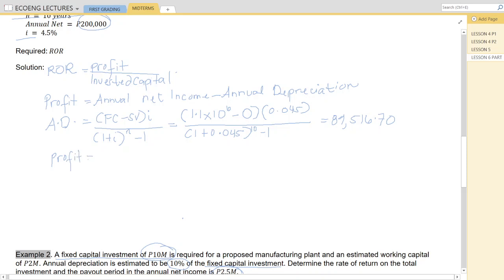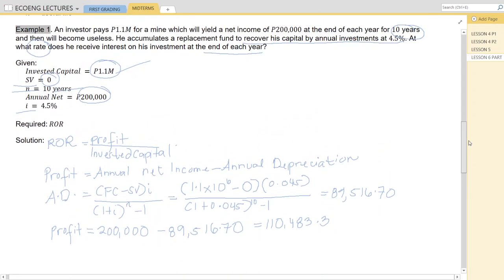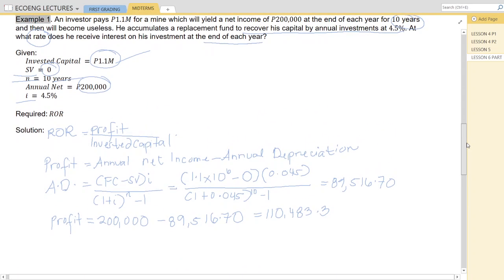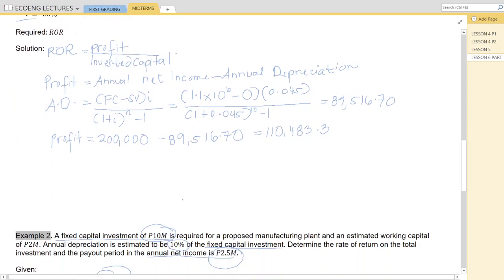And then for getting the profit now, since the annual net income is equal to 200,000, minus the annual depreciation, which is 89,516.70, the profit now is equal to 110,483.3. So that is the profit on the capital of 1.1 million.